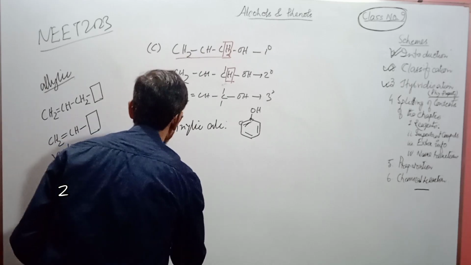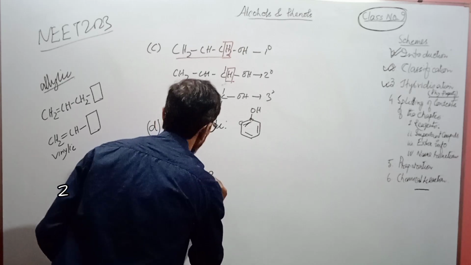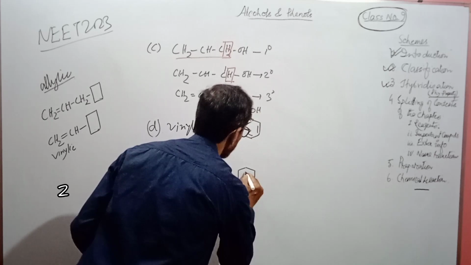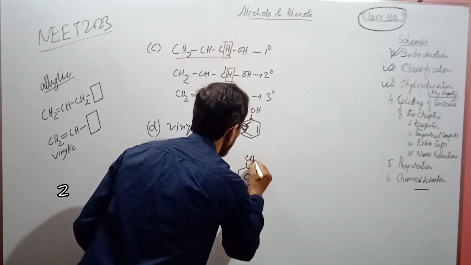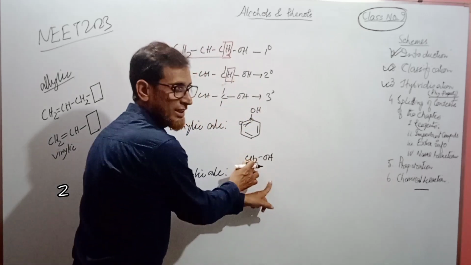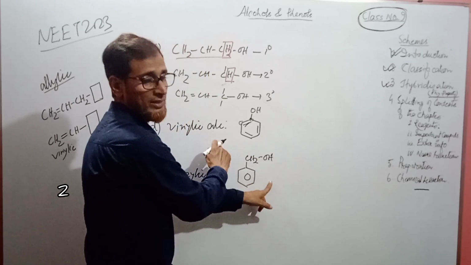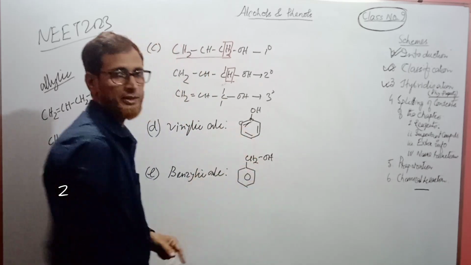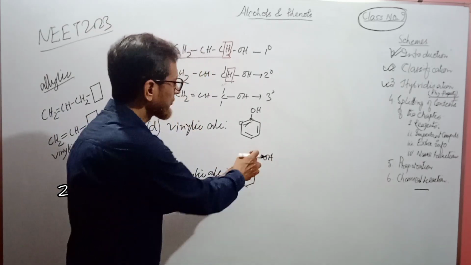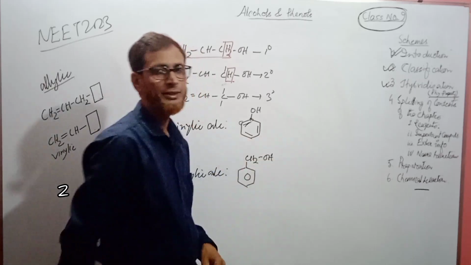Next one is benzylic. Benzylic alcohol is very simple. This is CH2OH. It is 1 degree. If one hydrogen is replaced by any other group, it is 2 degree. If another hydrogen is replaced by another group, it is 3 degree. So CH2OH is 1 degree, CHOH is 2 degree, COH is 3 degree.